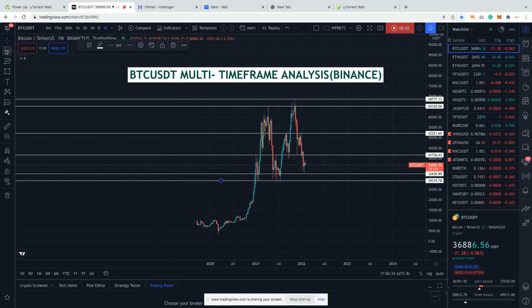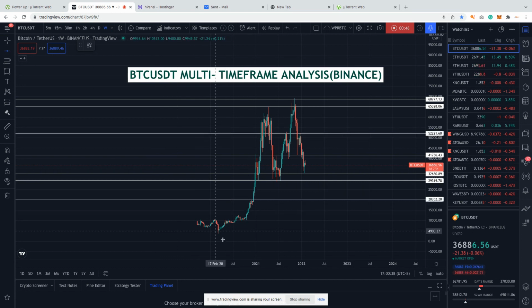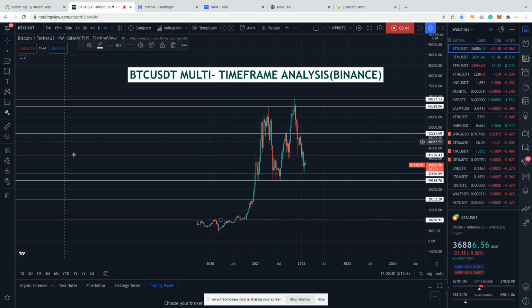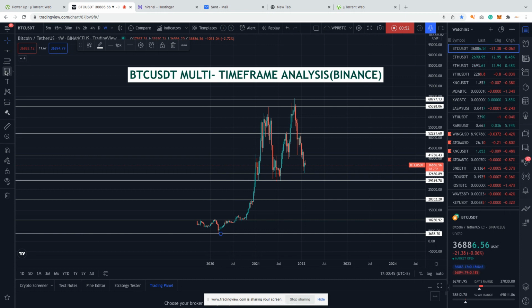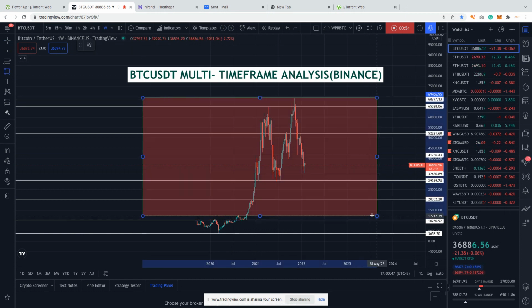So what I'm doing right now is trying to get the obvious support and resistance on the weekly chart. Now, mind you, I'm going to be drawing the chart using simple price action, no indicators. So if you're a price action trader, this is quite simple.